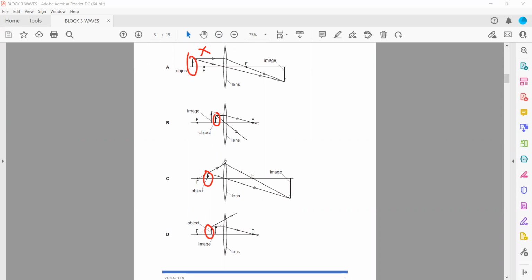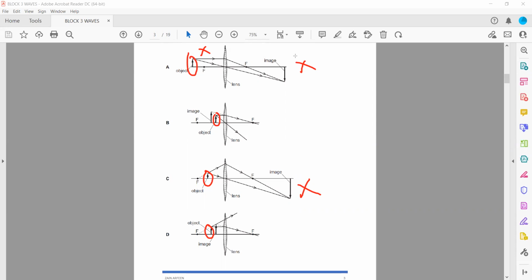But to form a magnified image, the term magnified means the image size should be larger. And the image is also formed on the same side as the object. So when you check option C, the object is on the left hand side and the image is on the right hand side. That's why C cannot be an answer as well.